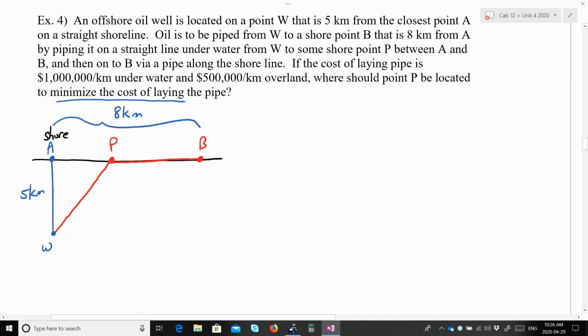Okay, and so it comes down to where should point P be located to minimize the cost of laying pipe. So we want to know what that X distance away from A should be. And if that's X, since the whole distance from A to B is 8, then this would be 8 minus X. And we can think of this as 90 degrees.